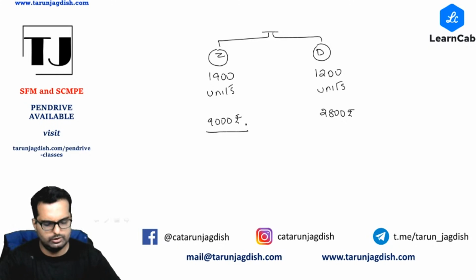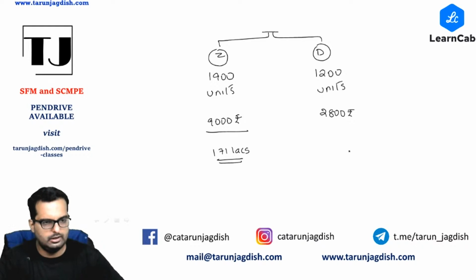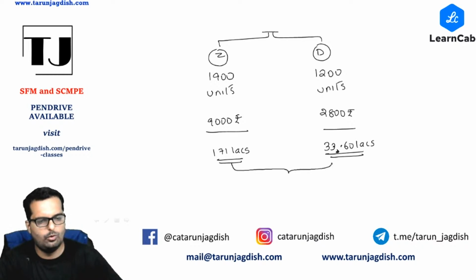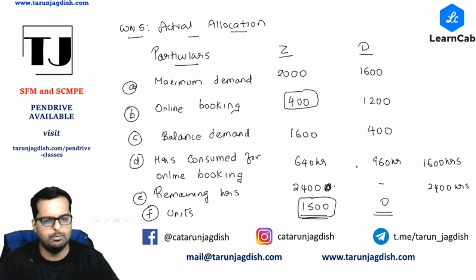Alright, so what will be 1900 into 9000? That would turn out to be 171 lakhs. 1200 into 2800 would be 33 lakhs 60,000. Okay, so what is the total that I'll get over here? 171 lakh plus 33.6 would give you 204.60 lakhs. So just write down this, friends. I'll give you a minute's time. Please write down this.